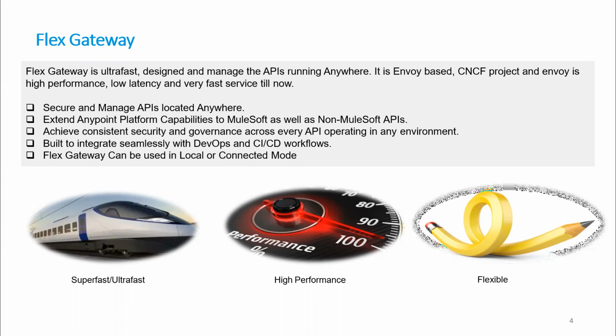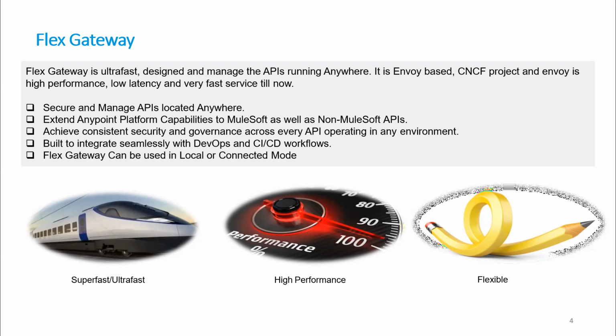There are some characteristics of the Flex Gateway. You can secure and manage APIs located anywhere. It can be on premises, cloud, hybrid mode, virtual machine, or bare metal. You can extend your Anypoint Platform capabilities to MuleSoft as well as non-MuleSoft APIs. There are various policies, analytics, contracts, and SLAs, and you can easily apply all of those to non-MuleSoft APIs also. You can achieve consistent security and governance across every API operating in any environment. You can easily integrate your APIs with a Flex Gateway using CI/CD workflows.